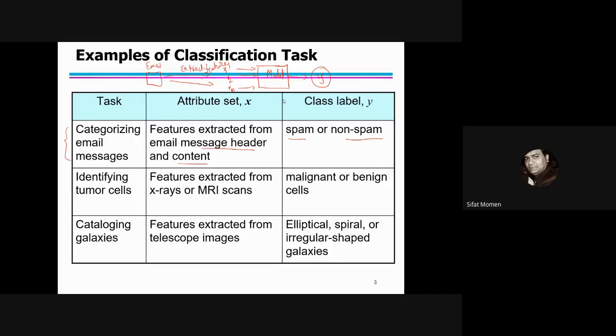Another example of a classification task could be, you can take telescopic images, and then from the images, you could classify the galaxy as either an elliptical galaxy, spiral galaxy, or irregularly shaped galaxy, or things like that. Okay, so that's basically a classification task.